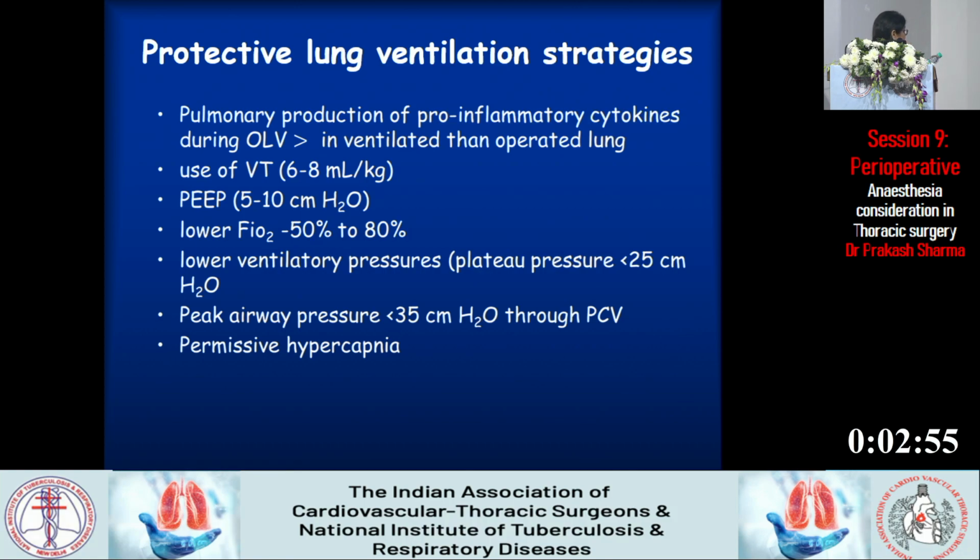There is an increase in the production of pro-inflammatory cytokines during one lung ventilation, and this is not only in the lung which is being operated upon, it is more in the lung which is being ventilated. So the strategy is the use of a tidal volume of 6 to 8 ml per kg, PEEP of 5 to 10 centimeters of water, a lower FiO2 of 50 to 80%, a plateau pressure of less than 25 centimeters of water, and permissive hypercapnia during the operation.